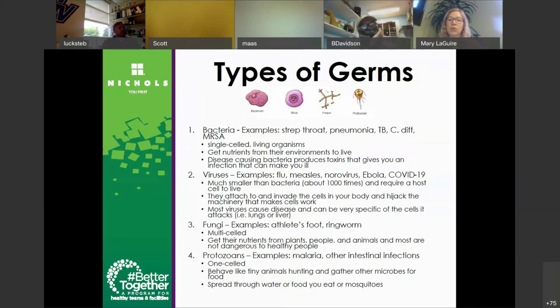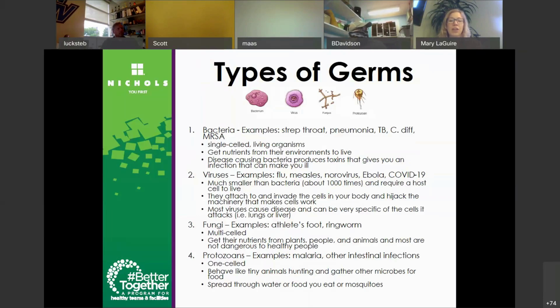Viruses, some examples of those include flu, measles, norovirus, that nasty one that spreads really fast on cruise ships and sometimes, unfortunately, in facilities as well, Ebola, and then, of course, what we're dealing with right now, COVID-19. Viruses are much smaller than bacteria, about 1,000 times, and require a host cell to live. They attach to and invade the cells in your body and hijack the machinery that makes cells work. Most viruses cause disease and can be very specific of the cell it attacks. Lungs, liver. In this case with the COVID-19, we hear how it can rapidly attack the lungs.